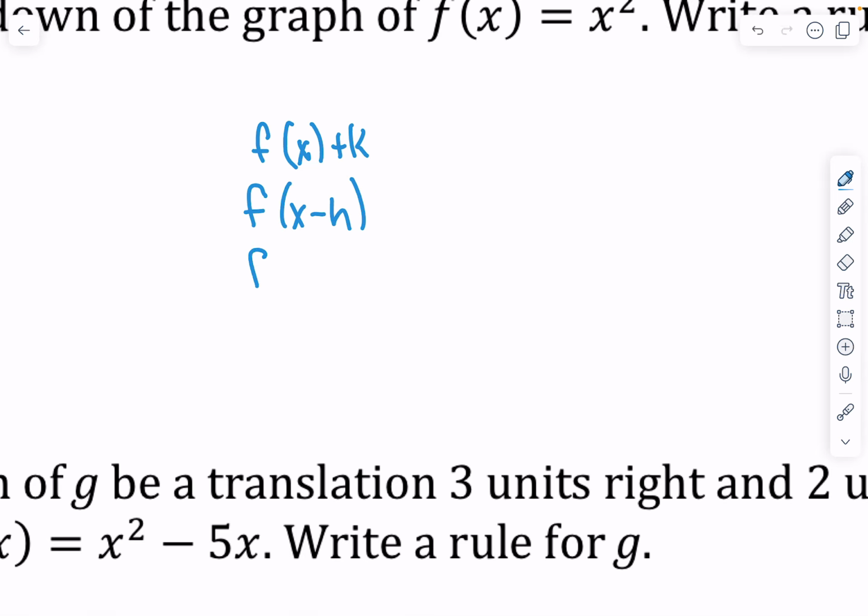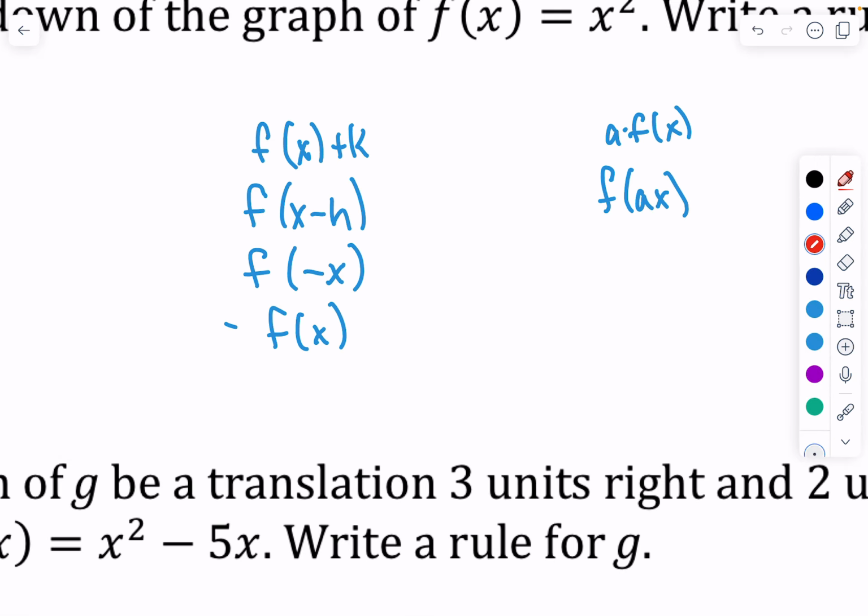You have a reflection over the y-axis being f of negative x, a reflection over the x-axis being negative f of x, a vertical stretch or shrink being a times f of x, and a horizontal stretch or shrink being f of ax. Now remember, with these two types of transformations, it's always going to be the opposite of what you expect.